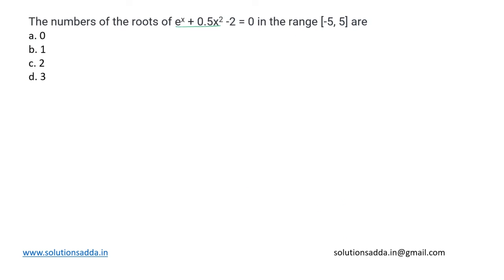This question is based upon algebra. We have been given an expression e raised to x plus half x squared minus 2 equal to 0, and the range or interval given is -5 to 5. We need to determine the number of roots this equation would have in this given interval. Now this is not a simple polynomial or quadratic equation which we could manually solve and then check how many values of x satisfy and lie in that interval. That's not feasible in this case because this is a mixed type of function. It is having exponentiation as well as this polynomial term, so we can't do that directly.